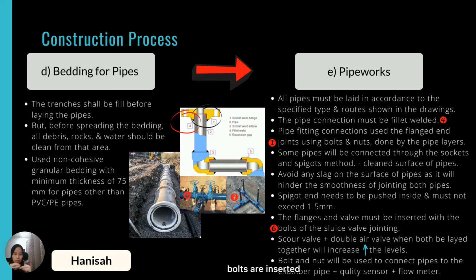Bolts are inserted to ensure the jointing is tightened. Bolt and nut will be used in order to connect the pipes to the chamber pipe, the quality sensor, as well as the flow meter pipe along the piping.